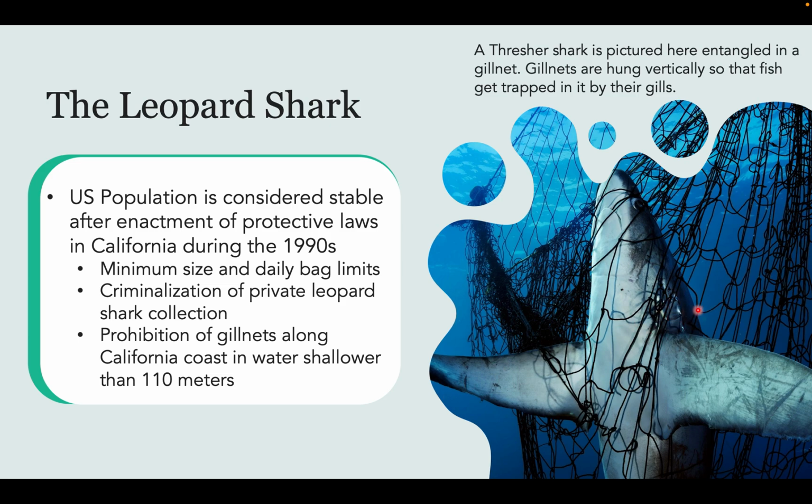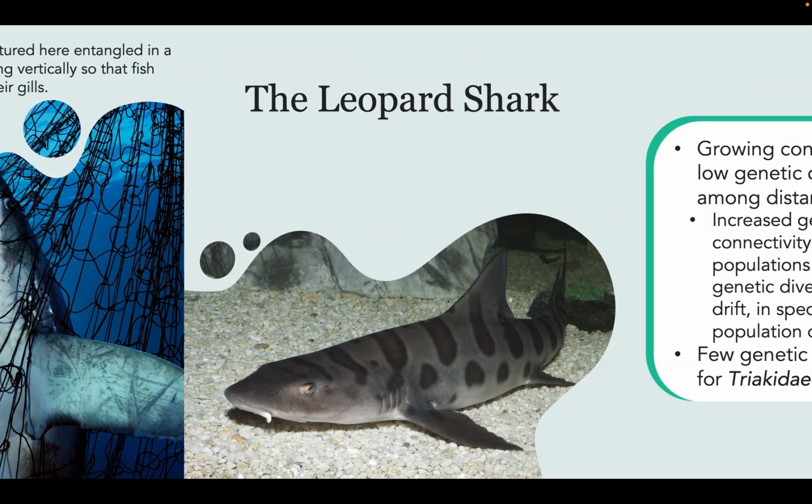So despite all this, the U.S. population is considered to be stable after the enactment of protective laws in California during the 1990s, which include minimum size and daily bag limits, the criminalization of private leopard shark collection, and the prohibition of gillnets along the California coast in waters shallower than 110 meters.